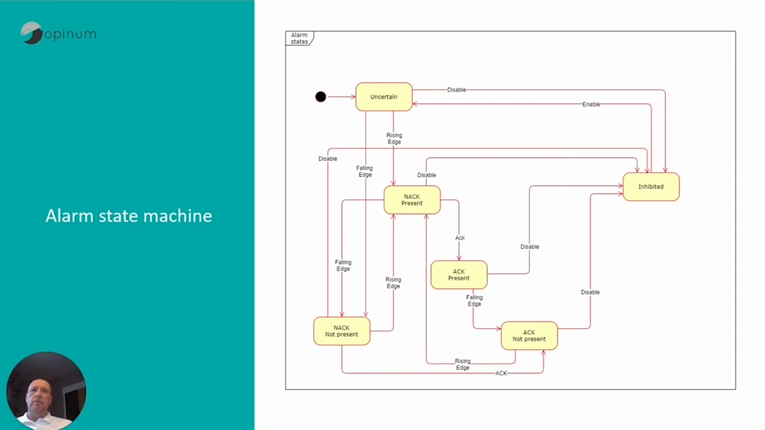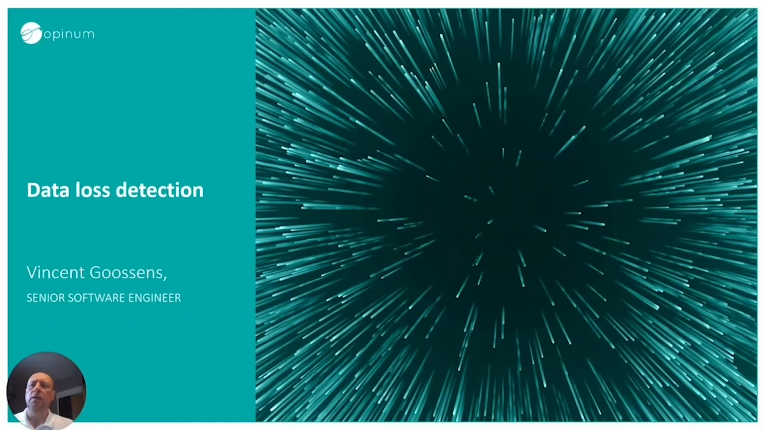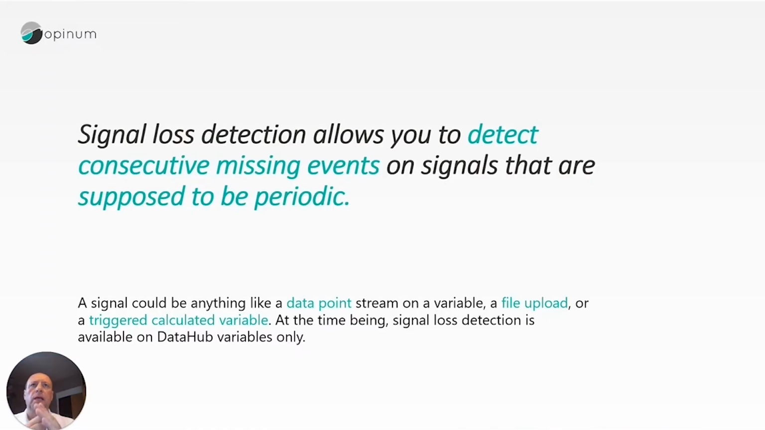This ends the alarm topic. Let's go to the next one. The second topic of this session is the data loss detection feature. This feature allows you to detect that there are consecutive events missing from a signal.